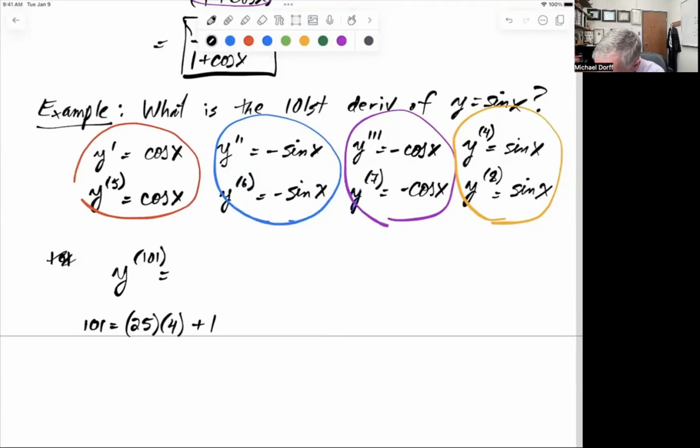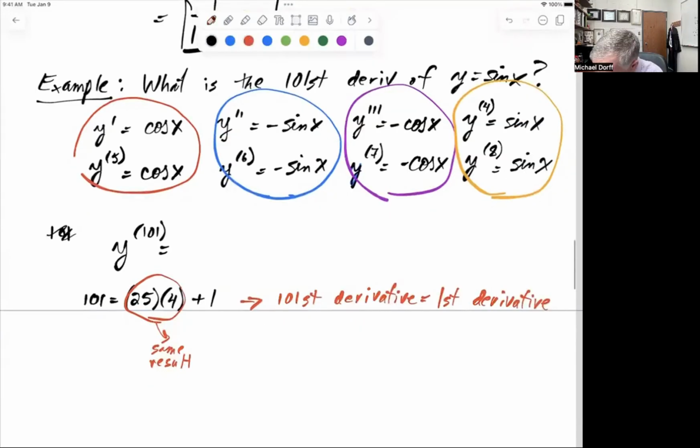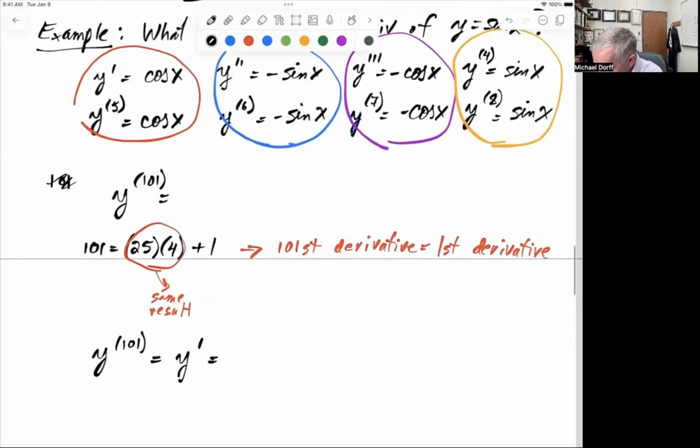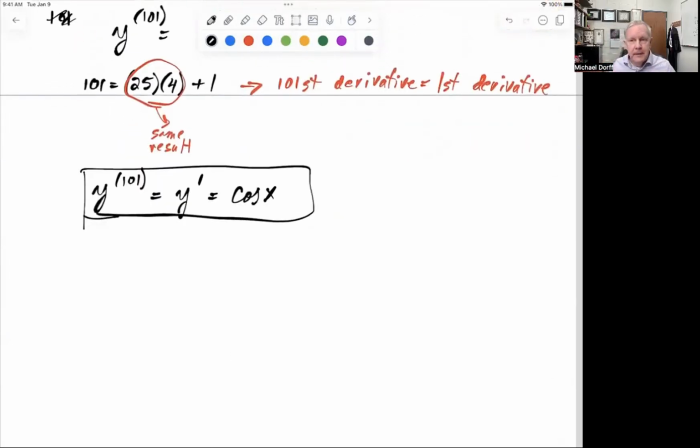And this part here is just going to keep giving me the same result over and over again because it repeats every 4. So this is going to tell me that the 101st derivative of sine x is going to be the same thing as the first derivative. All right, so the 101st derivative of y is going to be the same as the first derivative, which, if we go back above, was just cosine x. All right, so we have the derivatives of sine and cosine.